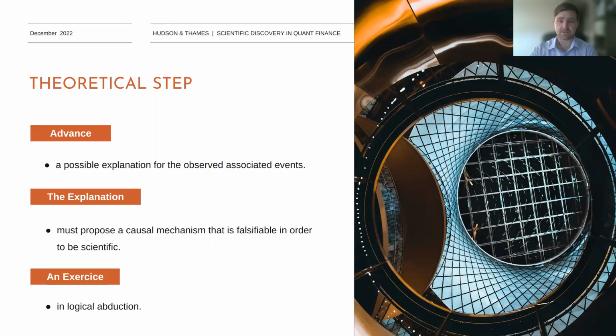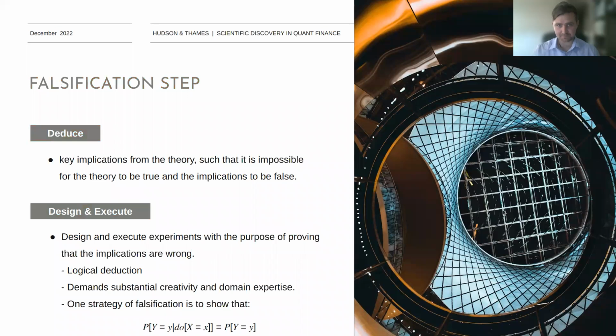So the last step then of the scientific discovery is the falsification step. We deduce key implications from the theory such that it is impossible for the theory to be true and the implications to be false. So you should have some type of implications from your theory, and you need to see if it's true. Obviously, the implications can't be false then. So then you want to design and execute the experiments with the purpose of proving that the implications are wrong.